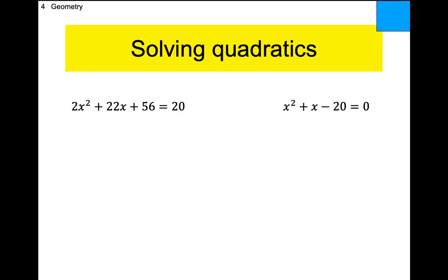The first step is always set it equal to 0. Does it say equal 0? No. So what's my first step? Subtract 20. Subtract 20 from both sides. You with me?